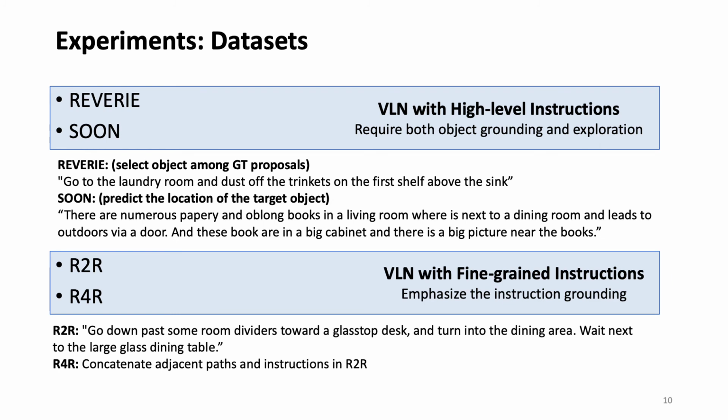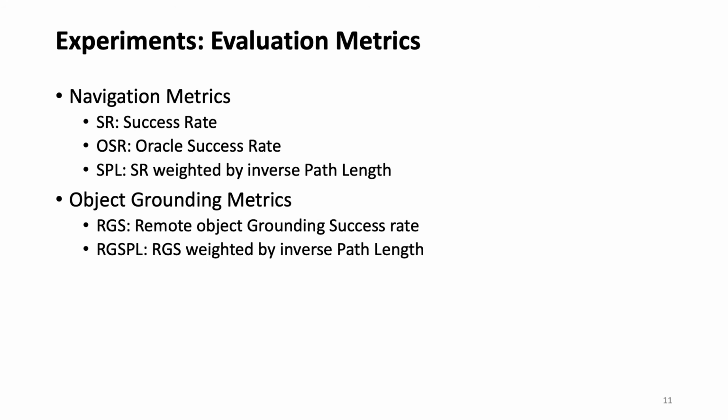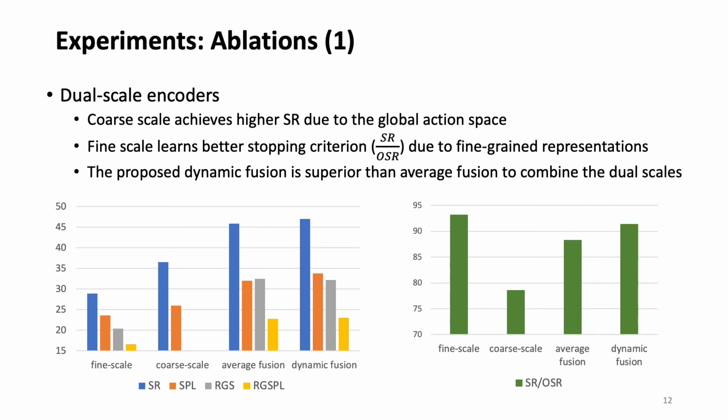We evaluate DUET on both VLN with high-level instructions and fine-grained instructions, including Reverie, SOON, Room-to-Room, and Room-for-Room datasets. We use both navigation and object grounding metrics in evaluation. We carry out ablations on the Reverie dataset.